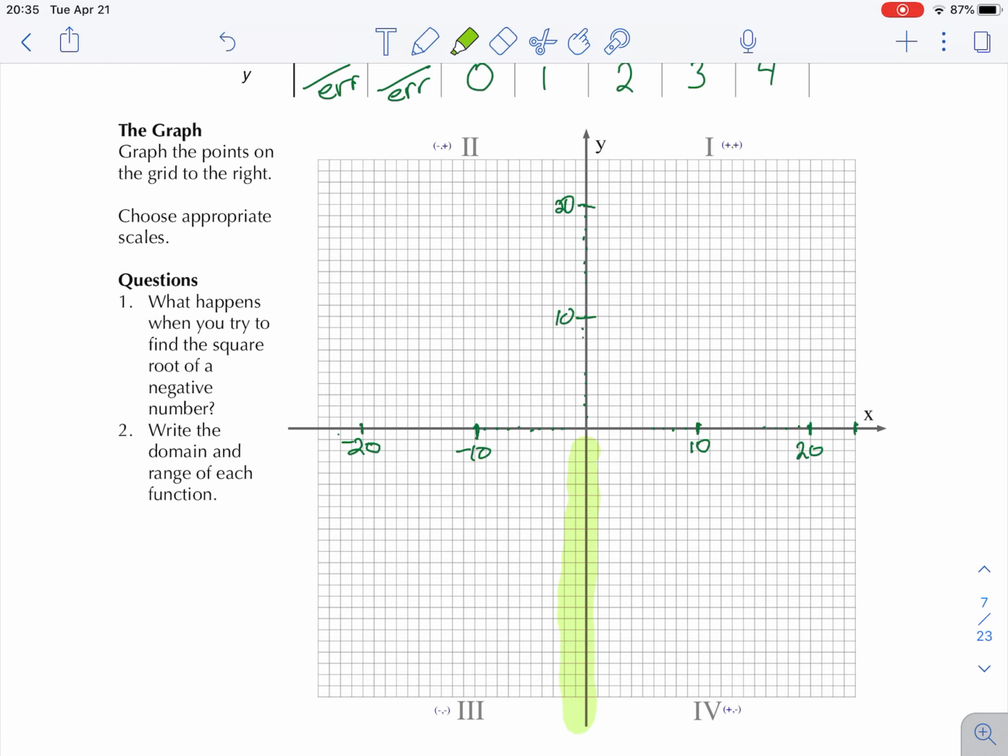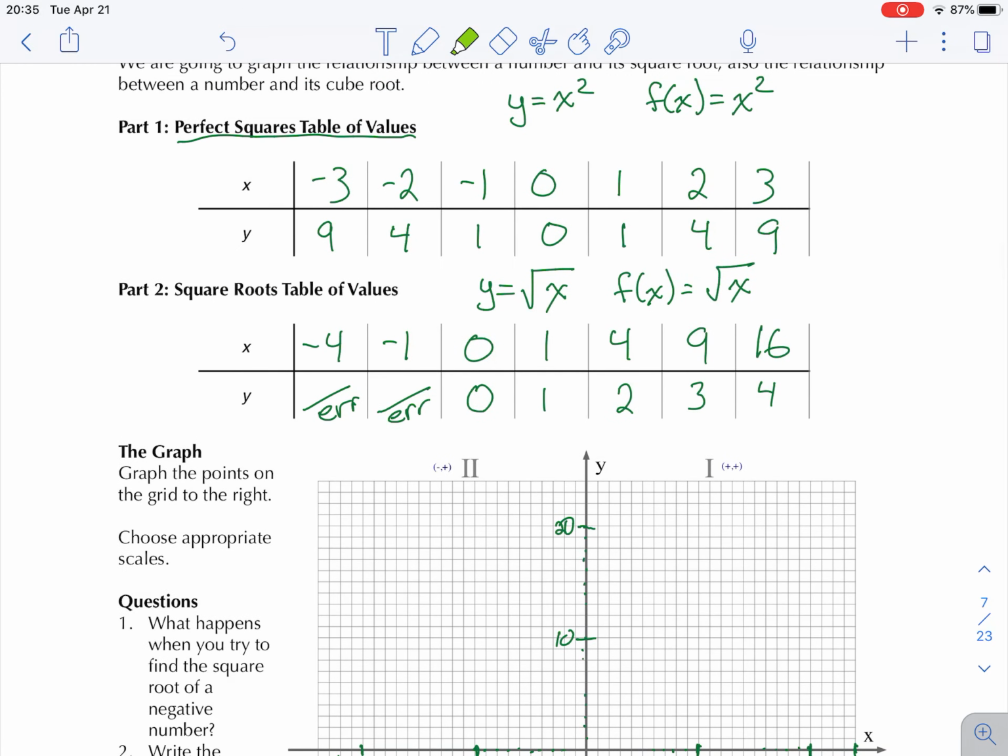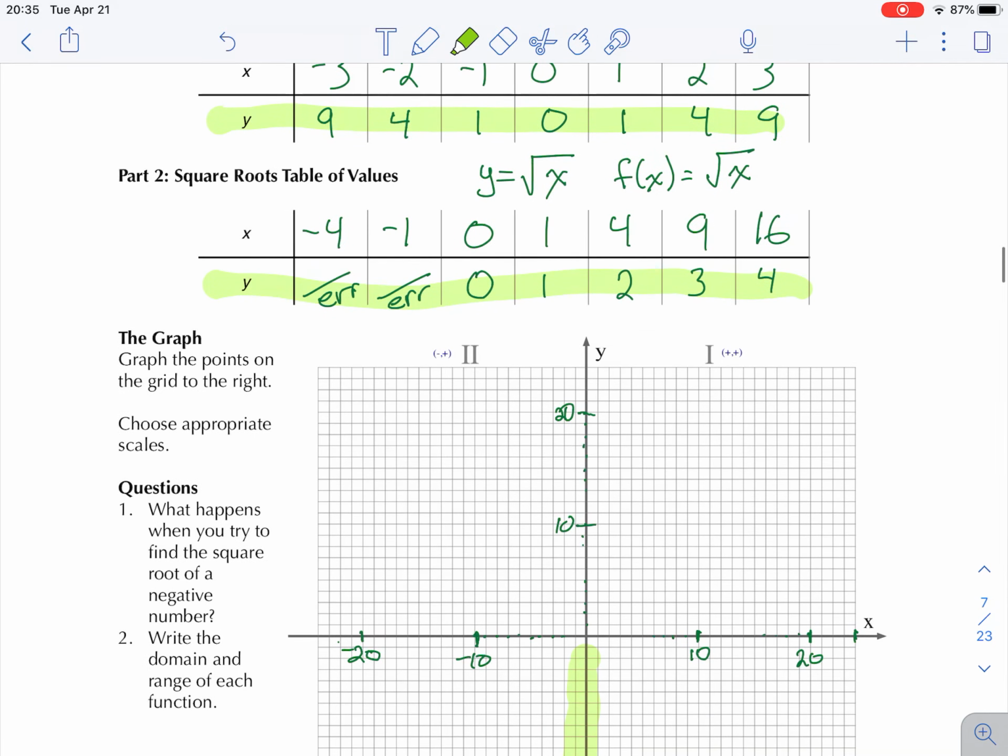Now, you don't actually have to do the negative y-axis. You don't have to do down here. Take a look up here. Look at our y values. We don't have any negative y values here, and we don't have any negative y values here, so we don't need those negatives. We just need quadrant 1, that's what this is called, and quadrant 2 on this side.